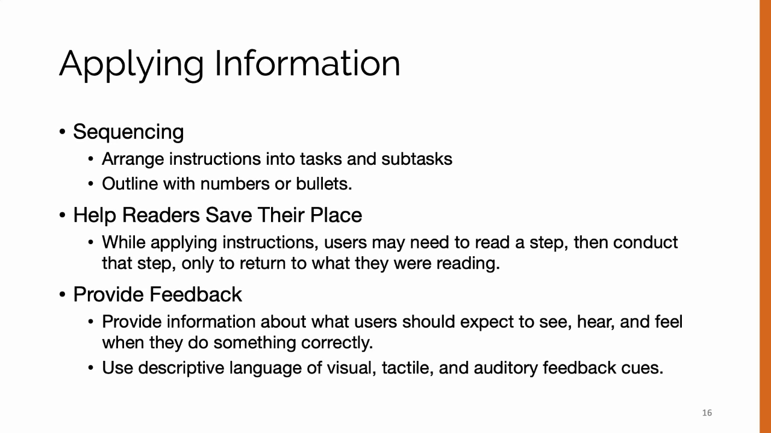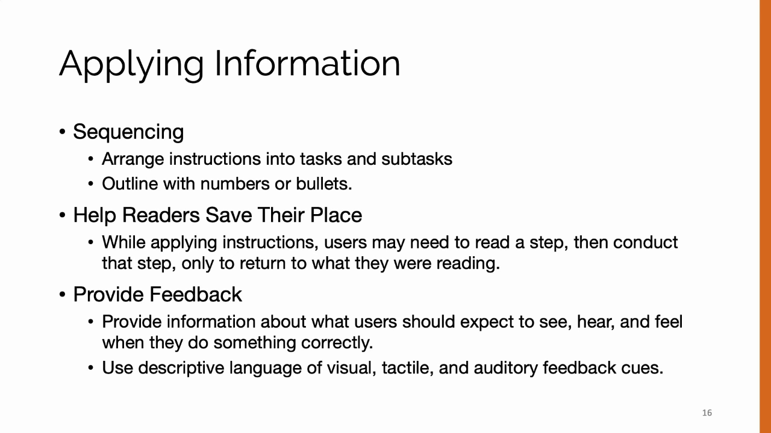So, other things that we can do to make applying information easier is to arrange things according to sequence so that they make more sense. So arrange instructions into tasks and subtasks and outline those things with numbers and bullets. We can also do things to help readers save their place. So while applying instructions, users might need to read a step, then conduct that step, and then return to what they were reading. We need ways to help people save their place so that they know their way back.